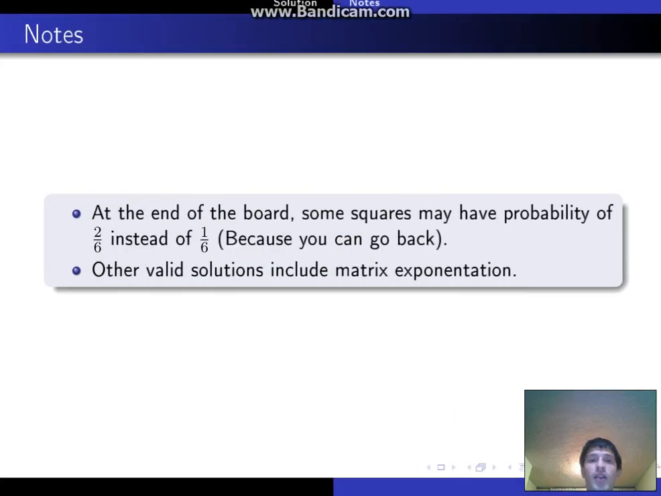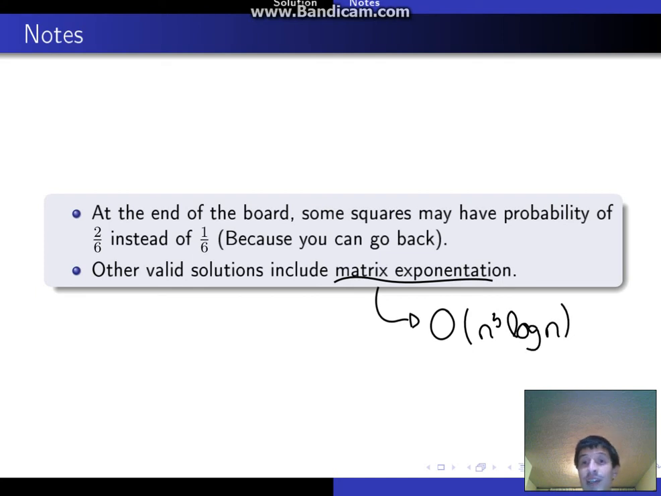The other thing that I told you before is that you can use matrix exponentiation instead of solving the problem with Gaussian elimination. If you use matrix exponentiation here, then the solution will have a complexity of big O of n cubed times log of n. That again is fast enough for the size of n that we gave here, so it's a perfectly valid solution, and it converges to the right solution. So okay, that's it.